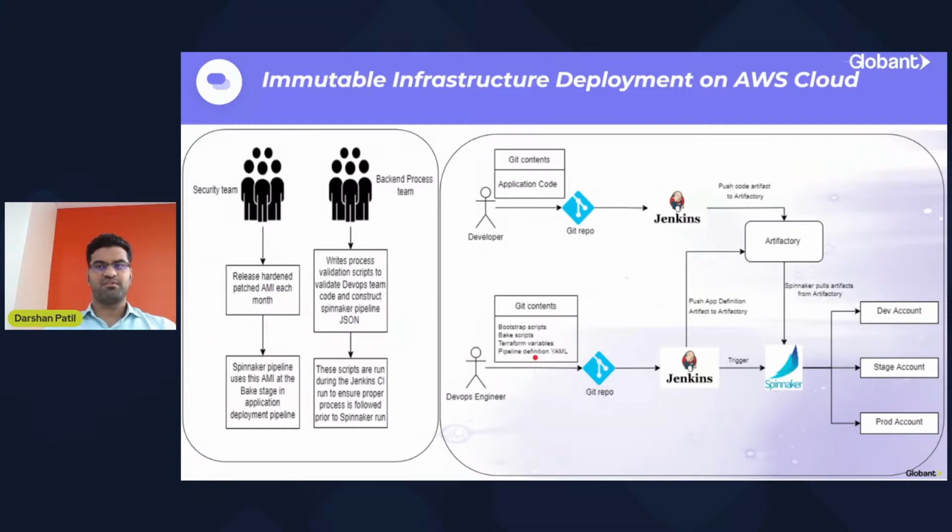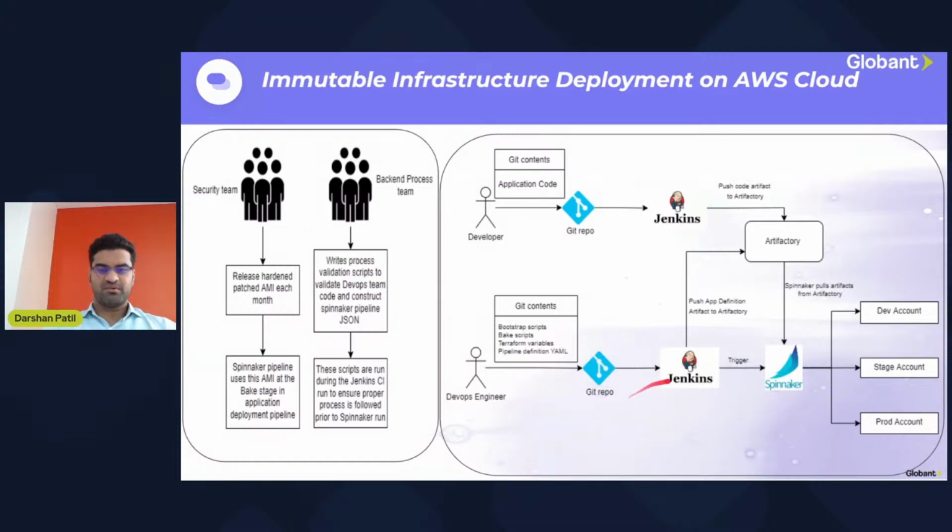So pipeline definition YAML is nothing but when you want to create a Spinnaker pipeline, you want to create a JSON or a code of your Spinnaker pipeline, you need some variables or some parameters. So in this pipeline definition YAML file, you will be defining all those parameters required for provisioning or configuring your Spinnaker pipeline.